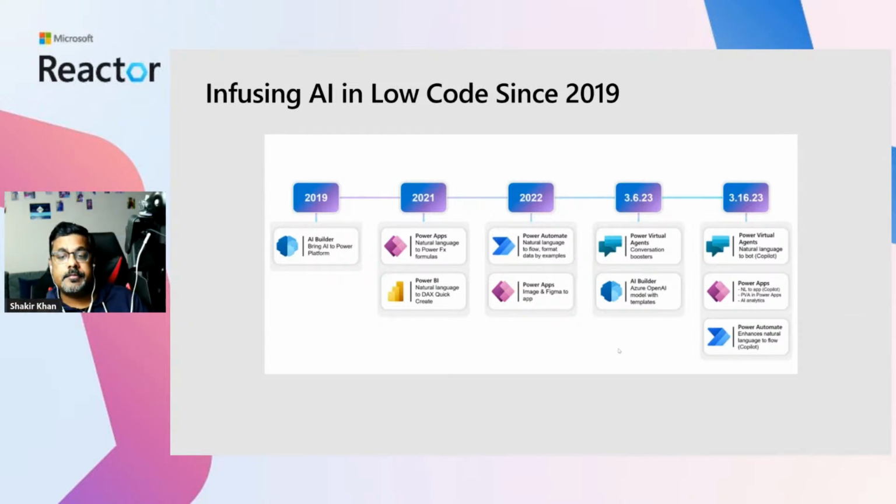In Power Apps, then we have image and the Figma to the app. And as we move into the later part of 2023 and last year, we have the Power Virtual Agents conversational boosters. The Power Virtual Agents was already there, so now it is a conversational booster. Then we have AI Builder, the Azure API models with the template, which you can use within the Power Apps.